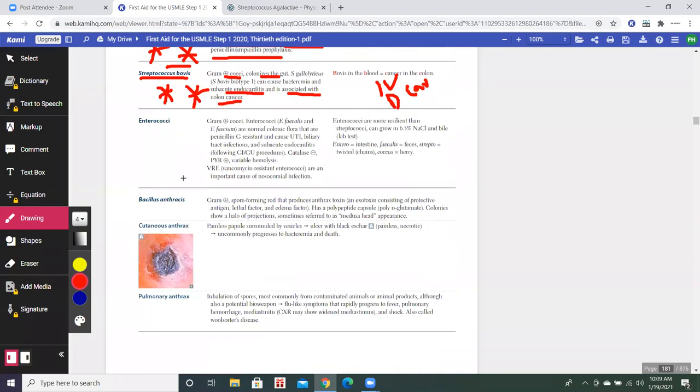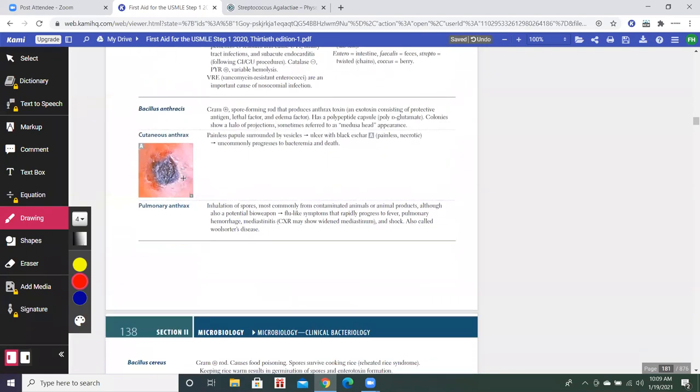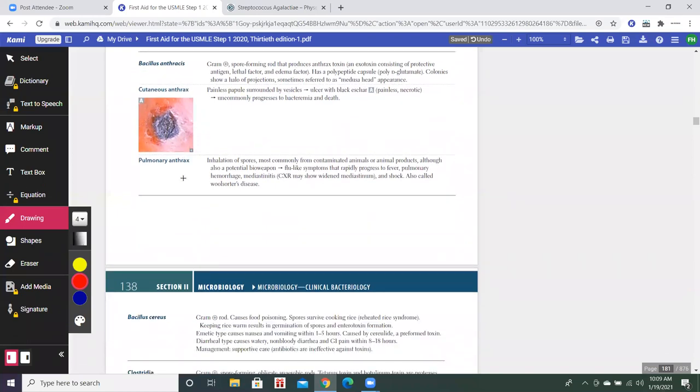Now, next one is enterococci. Once again, enterococci, gram positive or gram negative? Fast answers, please. It's gram positive. Enterococcus is gram positive. Now, is it a cocci or bacilli? What type of organism is this? It's a cocci. Now, is it catalase positive or catalase negative?